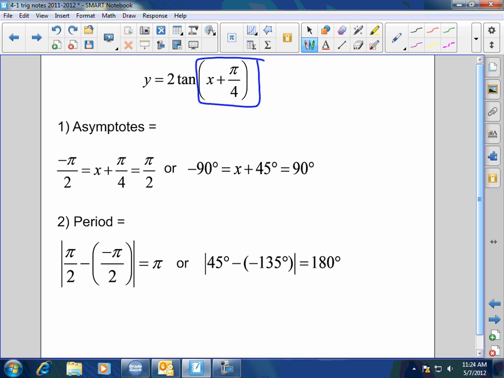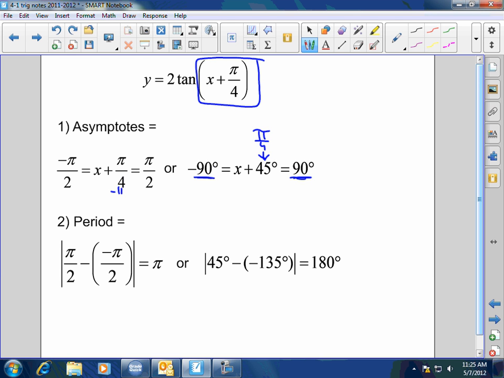Or if you want to go in degrees, negative 90 to 90, but you better make sure you turn pi over 4 into 45 degrees if you're going to go through the degrees. You with me? Yes? Okay, so let's find the intervals here.